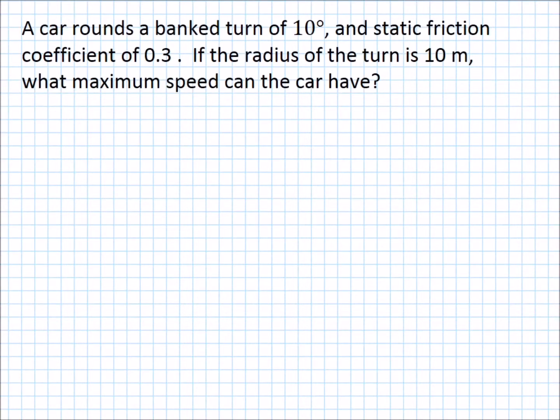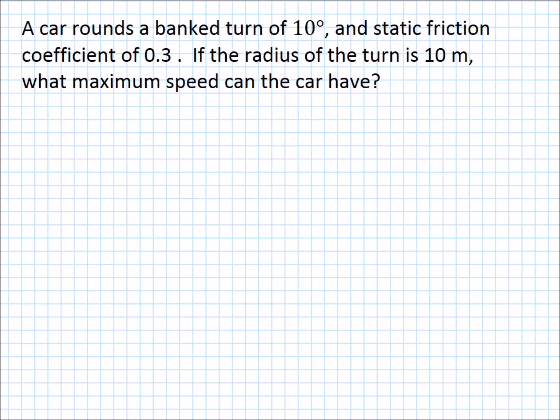Alright, here we have another circular motion problem, but we're really going to go all out on this one. We've got a car going around a banked turn of 10 degrees, and the static friction of the road is 0.3. If the radius of the turn is 10 meters, what is the maximum speed the car can have?